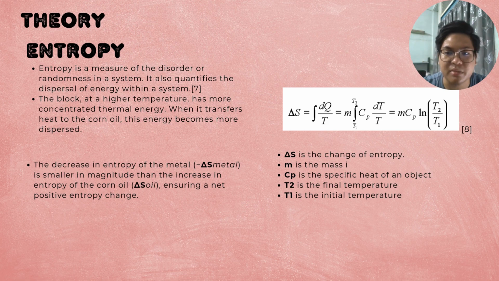So in this experiment, the decrease in entropy of the metal, which is the negative ΔS metal, is smaller in magnitude than the increase in entropy of the corn oil, which is positive ΔS oil. So this ensures a net positive entropy change.